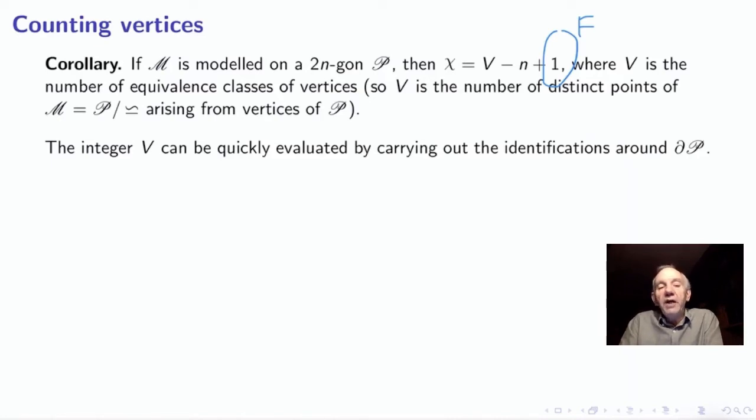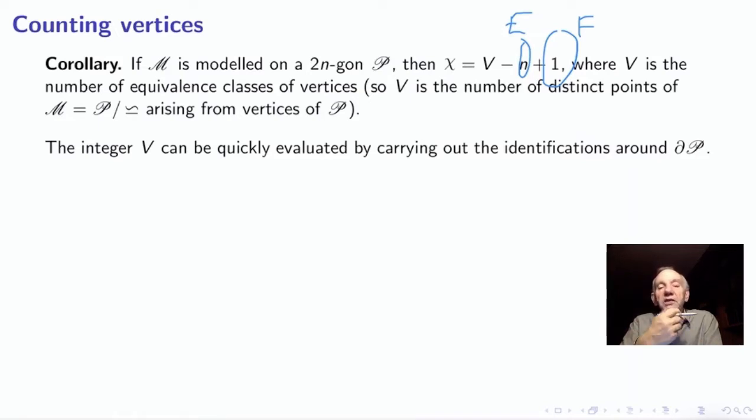How many edges do we have? Well, if the polygon has 2n sides, we know that when we do the quotient, the edges are identified in pairs, so we'll end up with n edges. So the number of edges when you have a polygonal model is equal to n, because we're identifying the edges in pairs. If you start with a hexagon, that has 6 edges, but you're identifying them in pairs. So on the surface, when you've done the equivalence relation, you only have 3 edges.